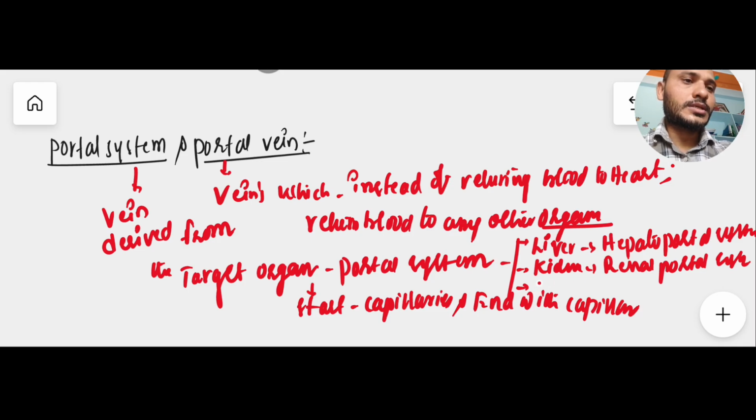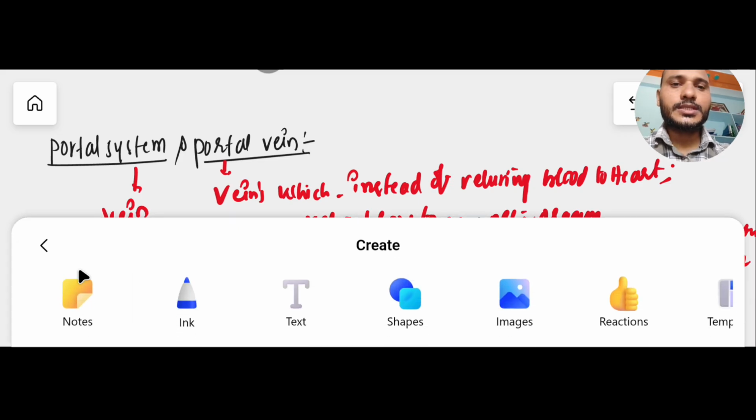Such a system is called the hypophyseal portal system. So like that we have three different types of portal system, and we will discuss each type in detail.